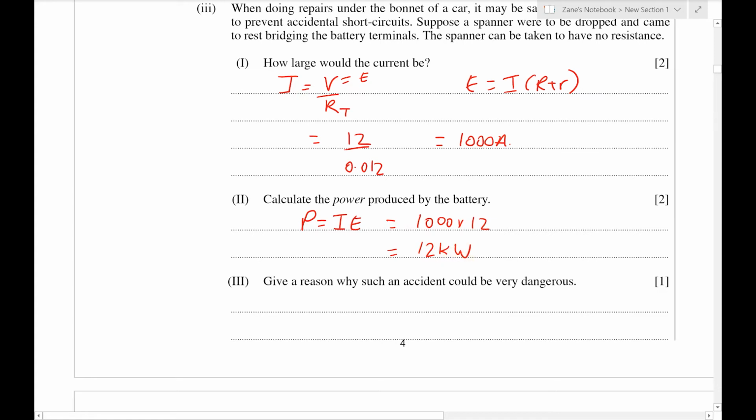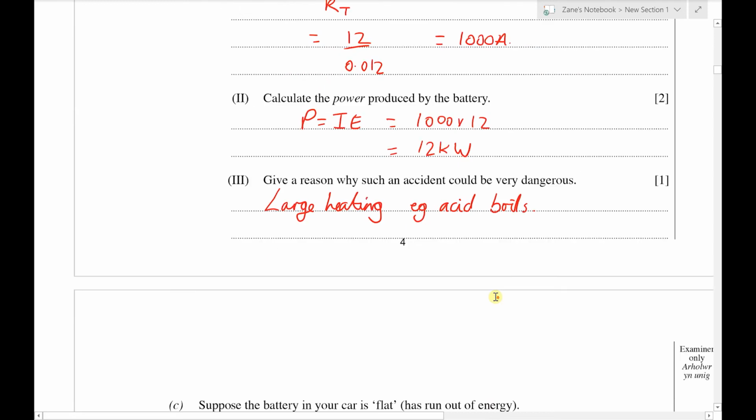Next, we've got to give a reason why such an accident could be very dangerous. Well, that large current is going to produce a large heating effect. So what could happen, for example, is that the spanner itself could get very hot to the touch, or the acid inside the battery could boil. Lots of different reasons, but it's all to do with the fact that there's going to be a large amount of heat being produced there.